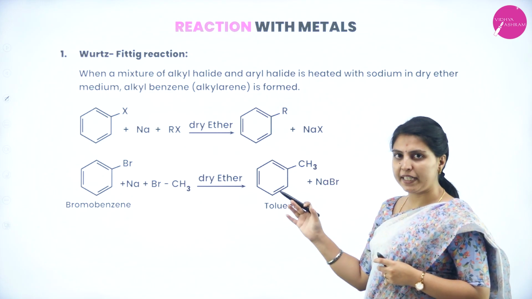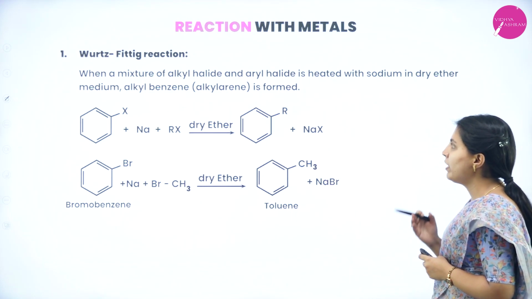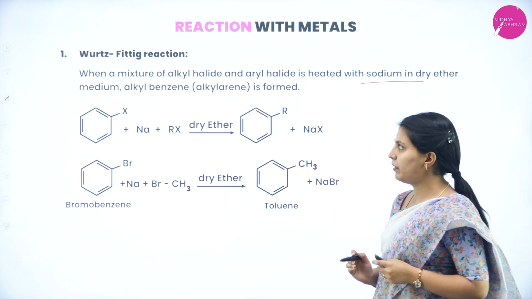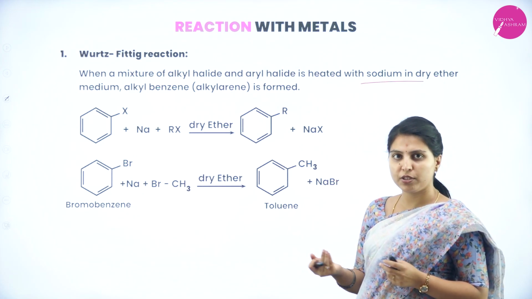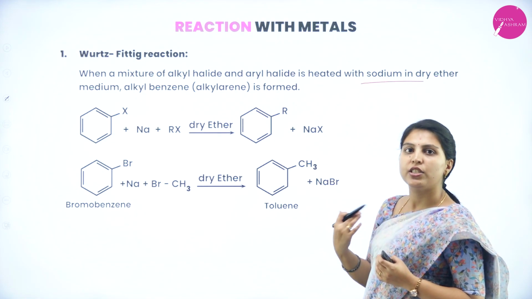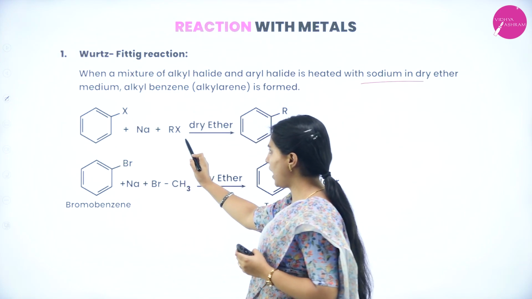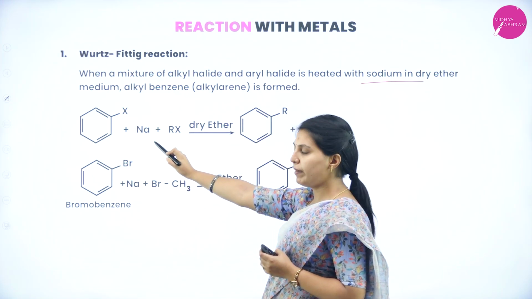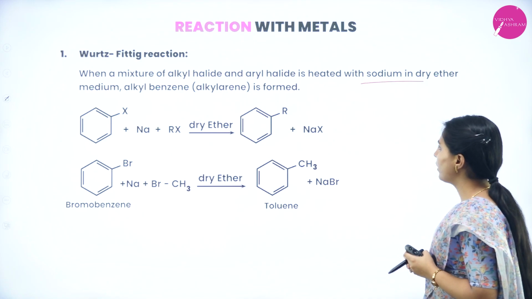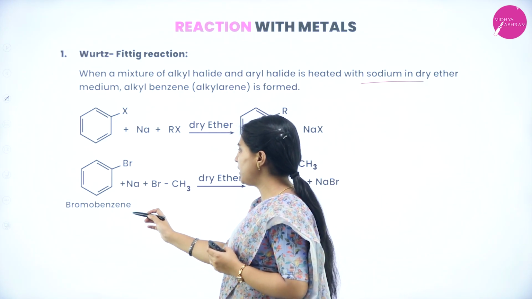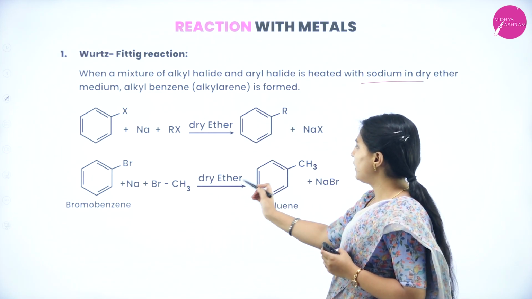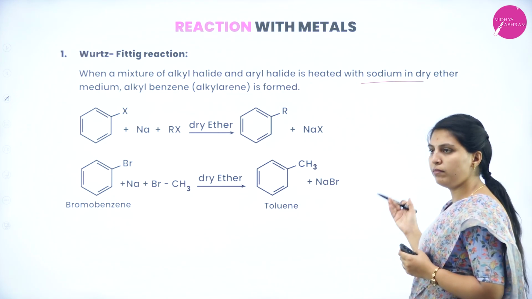Next, reaction with metals, that is Wurtz-Fittig reaction. When a mixture of alkyl halide and aryl halide is heated with sodium in dry ether medium, alkyl benzene is formed. We know sodium is a soft metal. Here, the mixture of alkyl halide and aryl halide is treated with sodium. This is aryl halide, this is alkyl halide. Treating with sodium in dry ether, it will form alkyl benzene and sodium halide. If we take bromobenzene as an example with sodium and bromomethane in dry ether, toluene will be formed with sodium bromide.